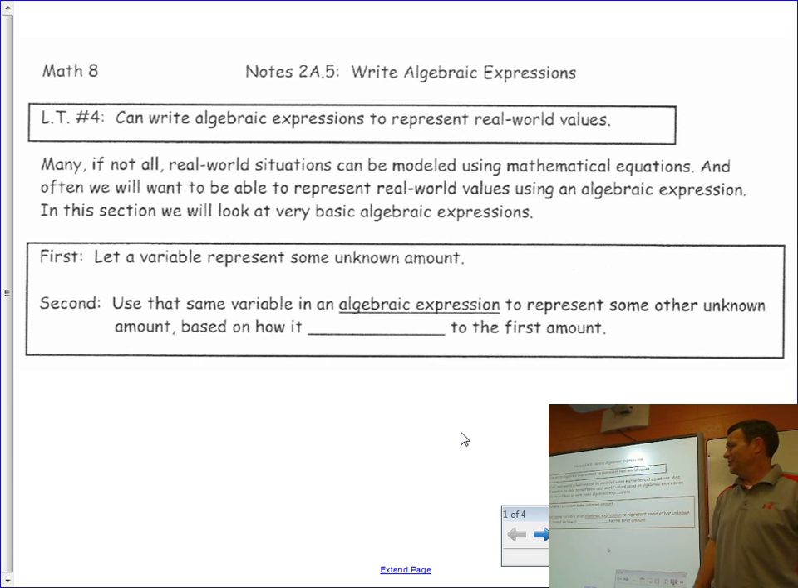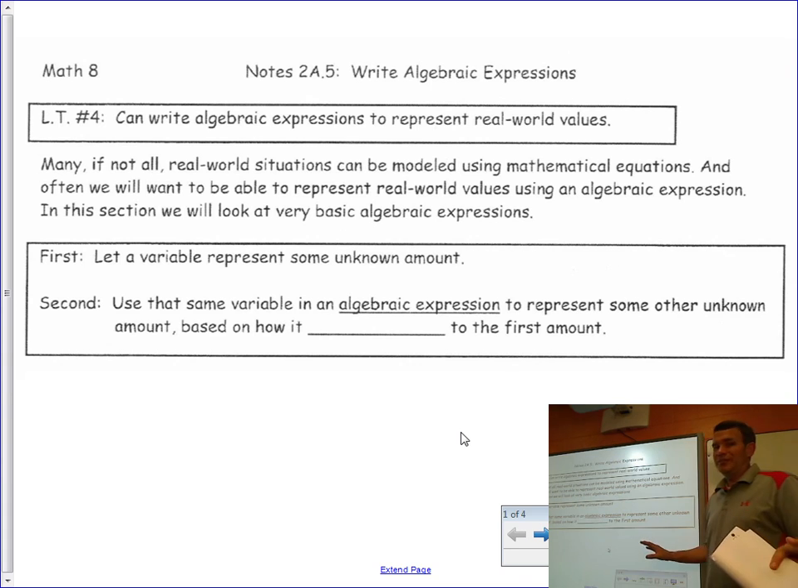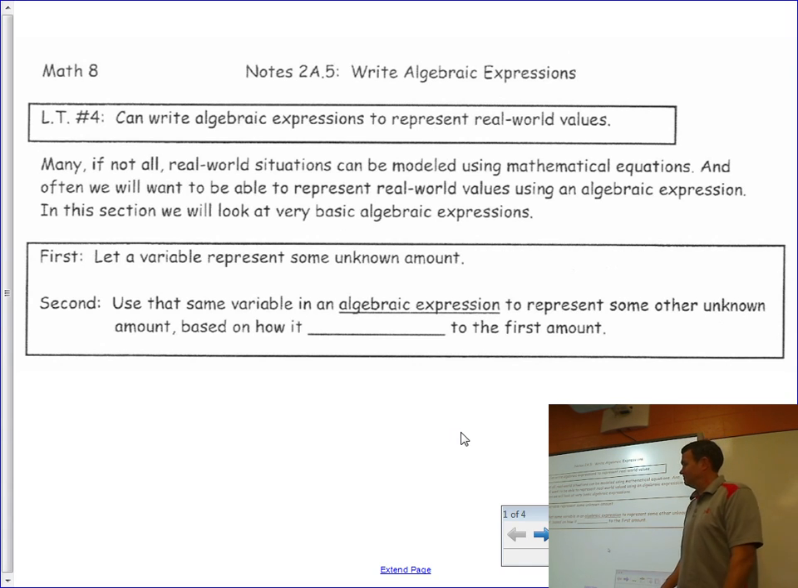In this section we look at very basic algebraic expressions. We're going to be looking at expressions using a single variable. Later in the year we will talk about representing different amounts using different variables, but today we need to use the same variable throughout the whole problem.